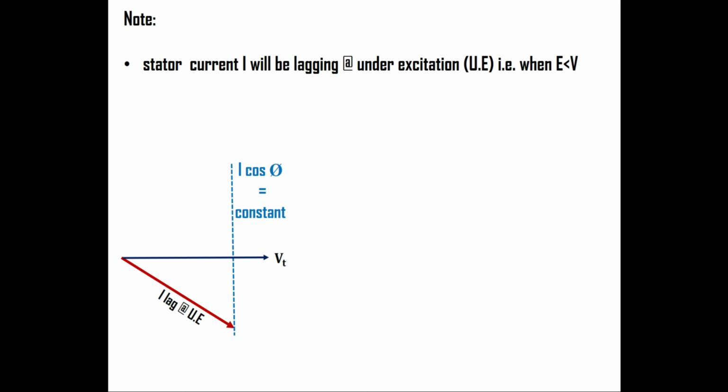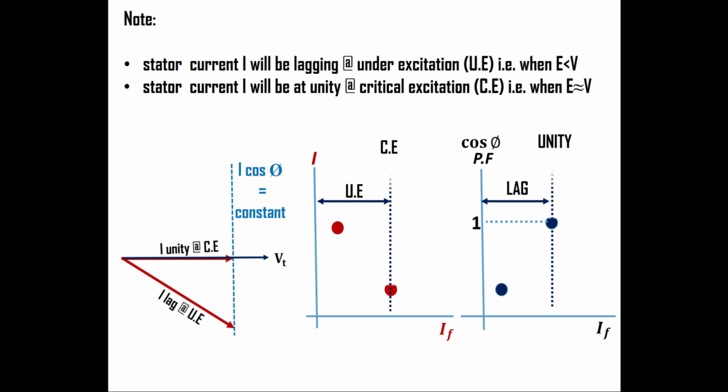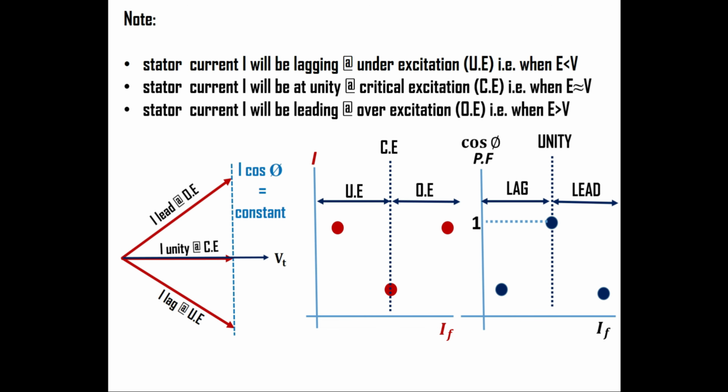and at the same time, if we draw the graph between field current IF versus stator current I and field current IF versus power factor cos phi, at under excitation, that is at low value of field current, we can see that the magnitude of current I is high, but the power factor cos phi is lagging and low, that is less than 1. Now at critical excitation, that is at somewhere EF is equal to Vt, the magnitude of current I is low when compared to under excitation, but the power factor cos phi is equal to 1. Similarly, at over excitation, that is at a high value of field current, the magnitude of stator current is again high, but the power factor cos phi is leading and low, that is less than 1.